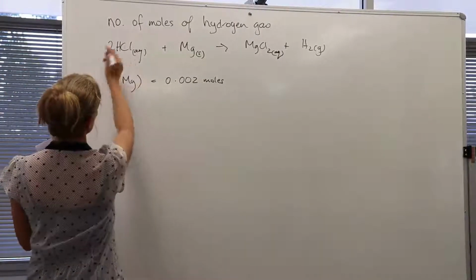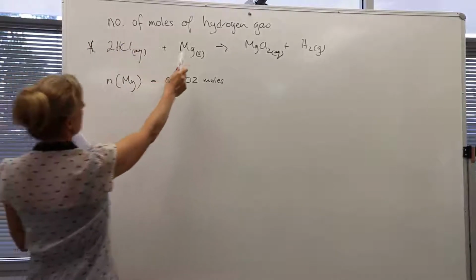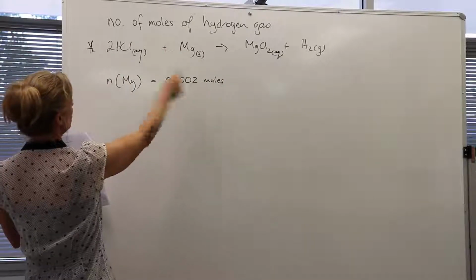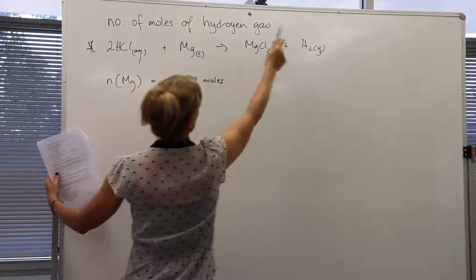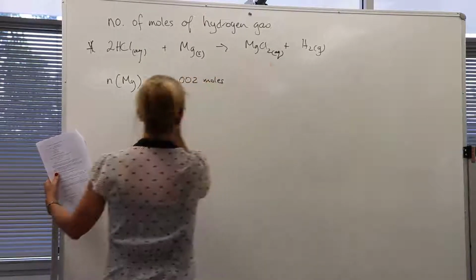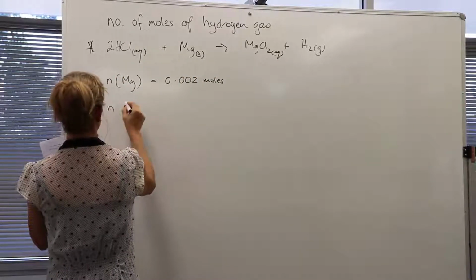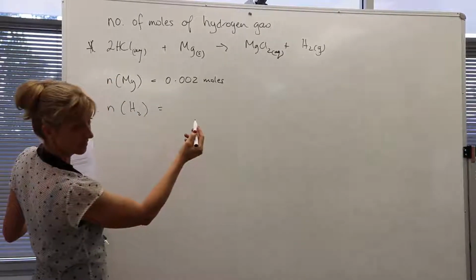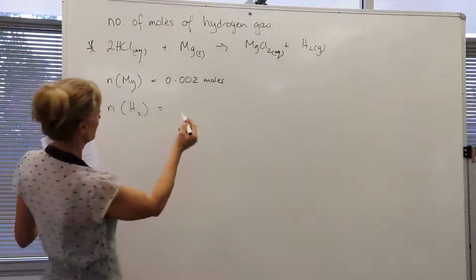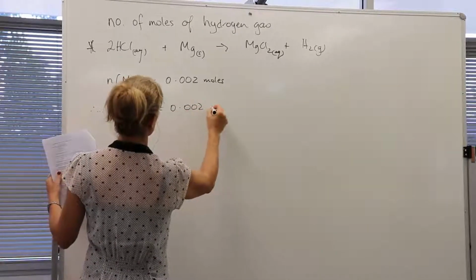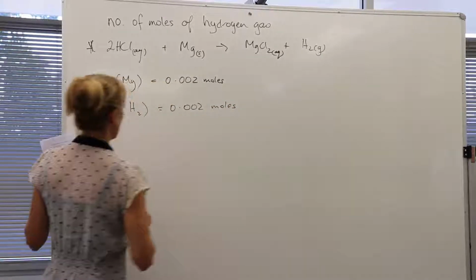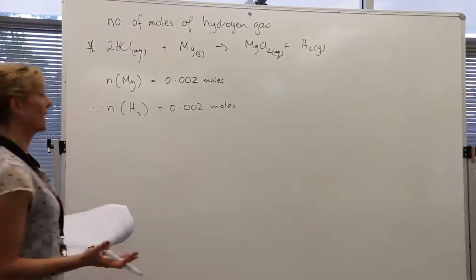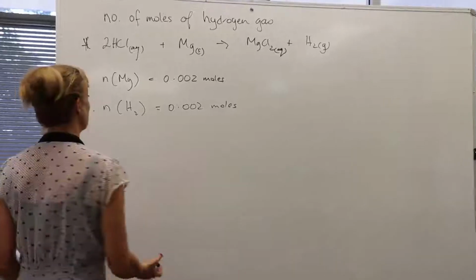So moles of magnesium, we're going to use this recipe up here. This says 1 mole of magnesium, because remember that a balanced chemical equation is a mole ratio. 1 mole of magnesium gives 1 mole of hydrogen gas. So therefore, moles of H2 gas is, what is it? Say it. Yeah, 0.002 moles. And now once we have the number of moles, we can use Avogadro's law to work out the volume.